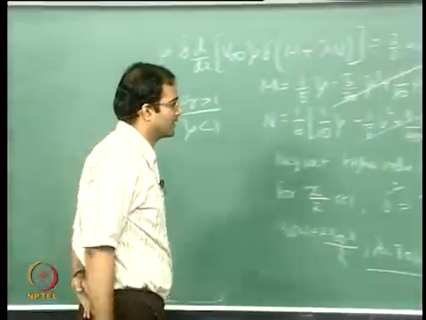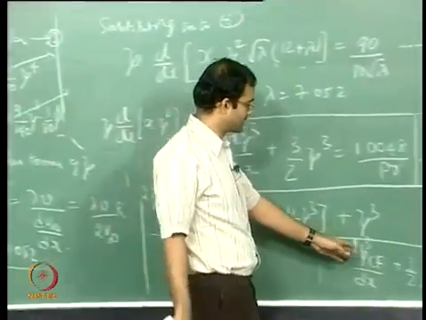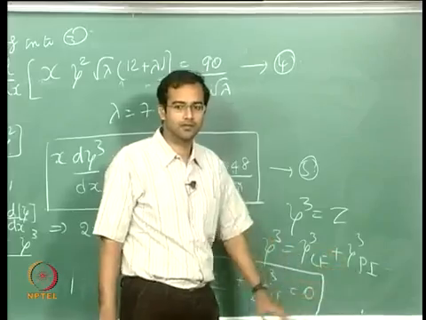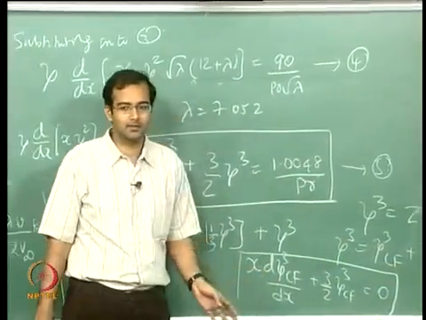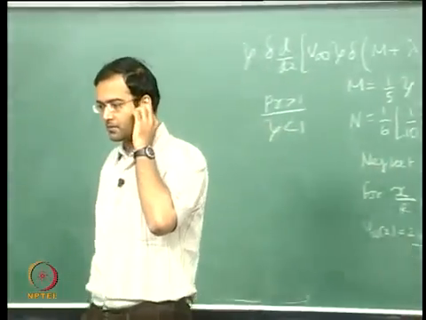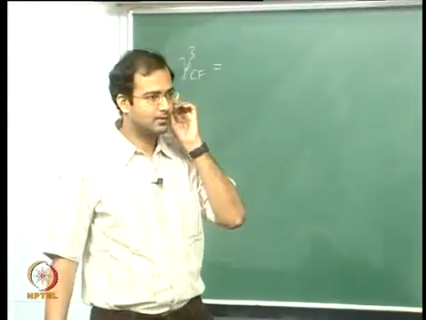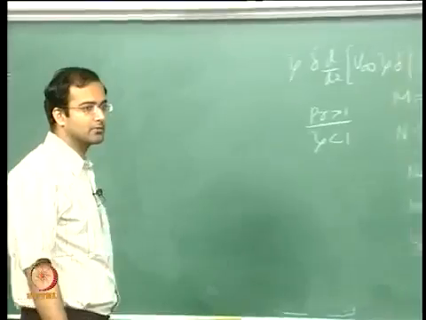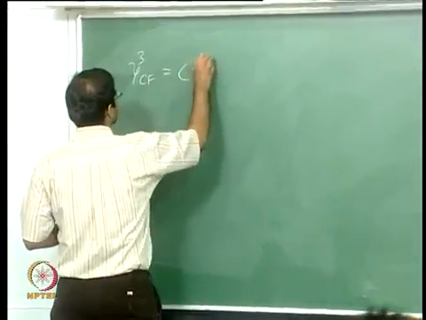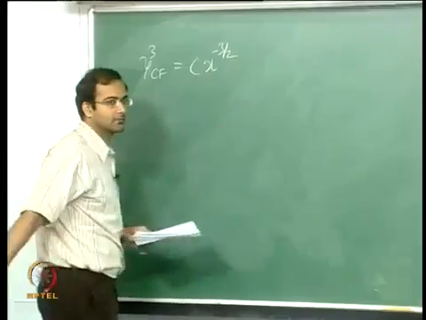If you are confused looking at this zeta cube, you can take this as some z or something like that. Then it becomes the standard form of ODE which you can separate by variables. So the solution is some constant into x power minus 3 by 2, right.